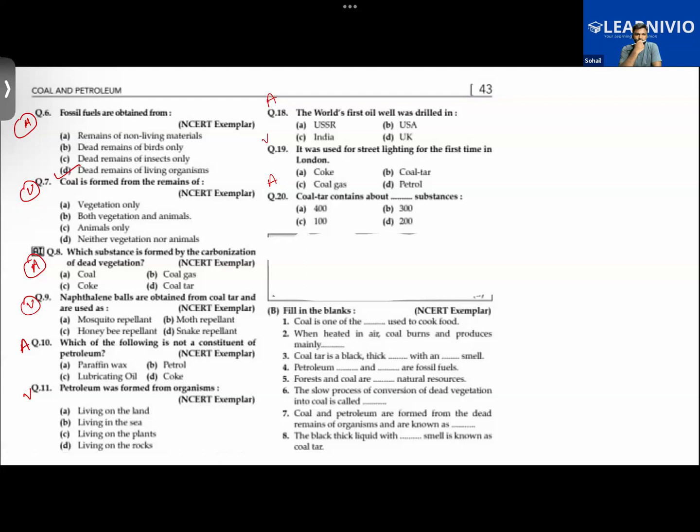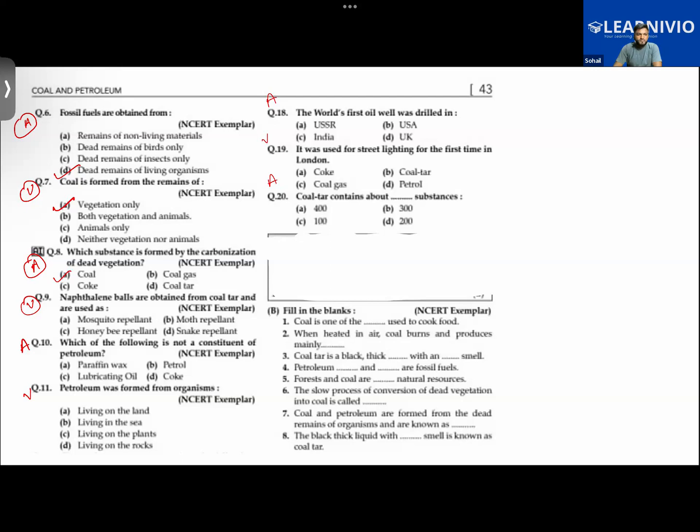Vaiga. Coal is formed from the remains of option C, animals only. No, we are talking about coal. Coal is formed from the remains of vegetation. Sorry, sir. Vegetation. Okay, no worries. Yes, Aisha, next. Sir, animals was for petroleum, right? Yeah. By the way, there are some tiny animals and tiny plants also that convert into petroleum. Yes, Aisha. Coal. Good. Yes, Vaiga.